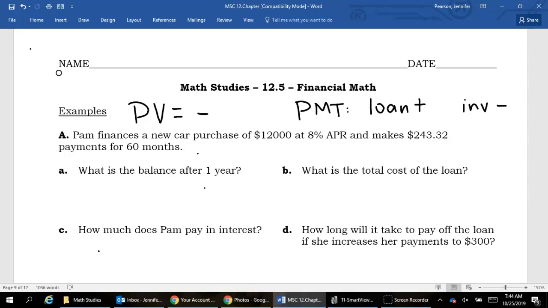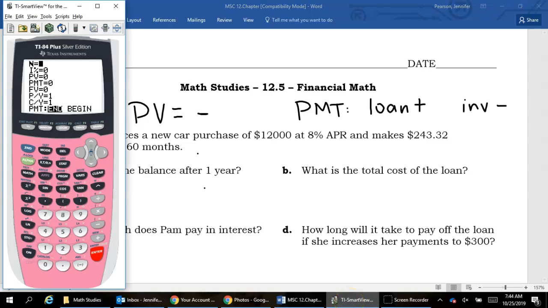We're going to reuse a lot of the formulas like total cost and interest from the other lessons as well. So getting into it. Pam finances a new car purchase of $12,000 at 8% APR and makes $243.32 payments for 60 months. So what is the balance after 1 year? I am trying to find the balance after 1 year.